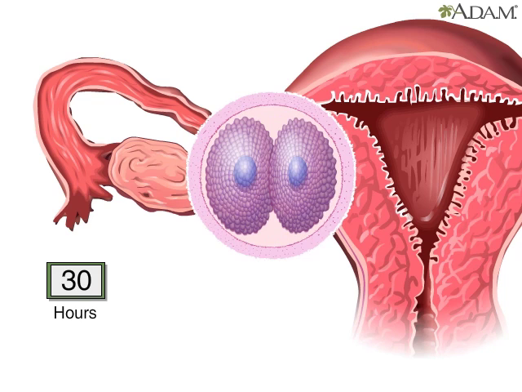After 30 hours or so, it divides from one cell into two. The counter changes to 30 hours. The single cell divides and is labeled two-cell stage.